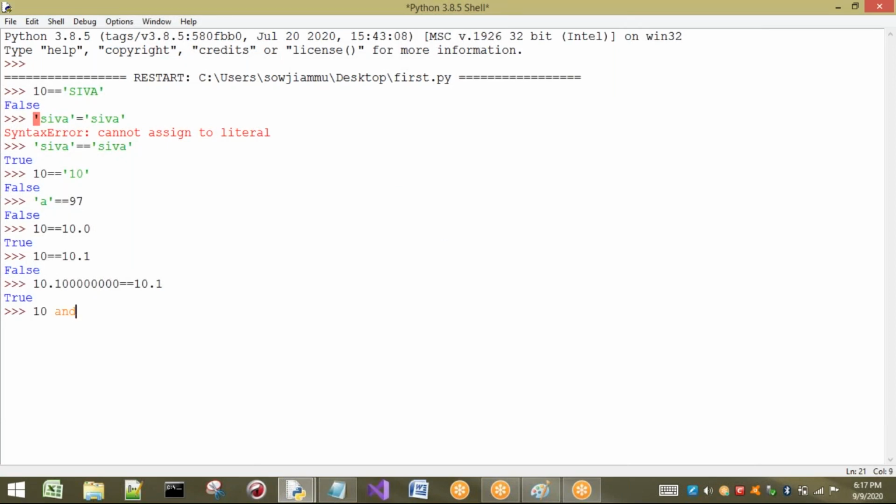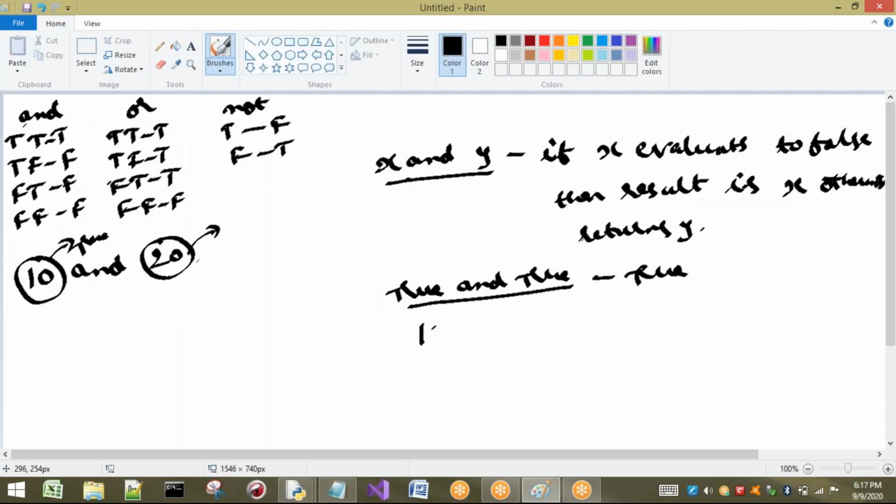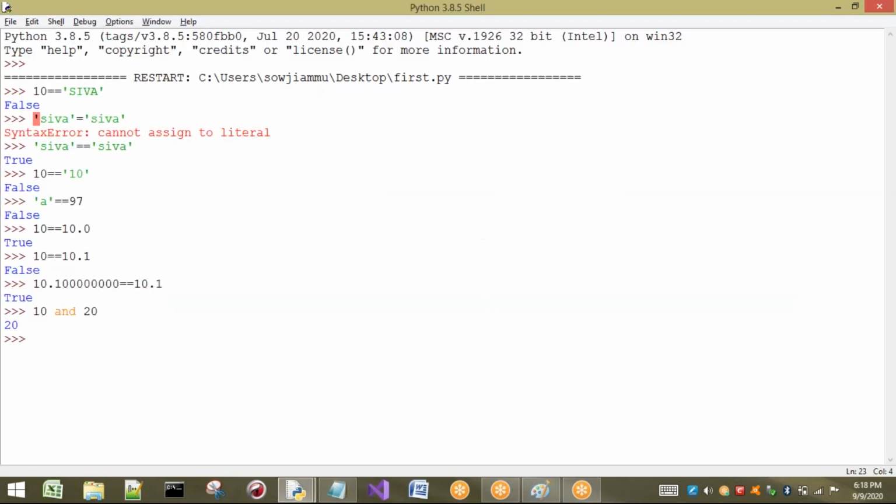So 10 and 20, I will take. What will be the answer? 20. What is the reason? Here we have one rule: if x and y, it results in what? If x evaluates to false, then the result is x. If it is true, the result will be y. Otherwise y. Sorry, if it is false, I will show you.